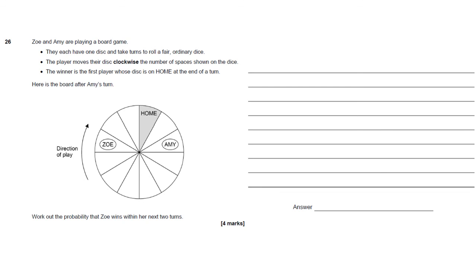So to start with, let's list all the events that would cause Zoe to win this game. So either she could roll a 3 on her next go. This would land her on home straight away. She would win. She could roll a 1 followed by a 2, or she could roll a 2 followed by a 1. We also just need to double check, can she get all the way round the circle and back to home in 2 turns?